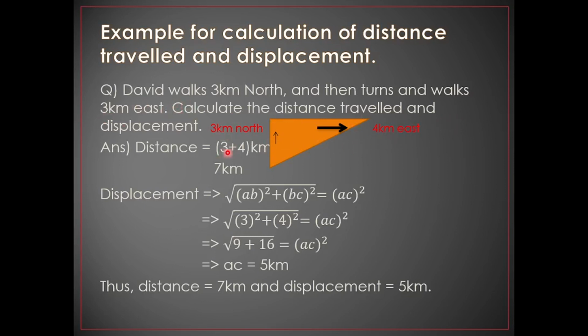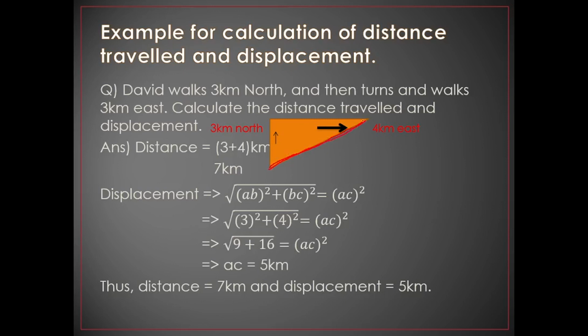The distance traveled is the total distance, that is 3 plus 4, which is 7 kilometers. Displacement is the root of AB square plus BC square equals AC. So it's a triangle, right? This distance will be the displacement. Understand? I will take the pen and show. This distance is the displacement.